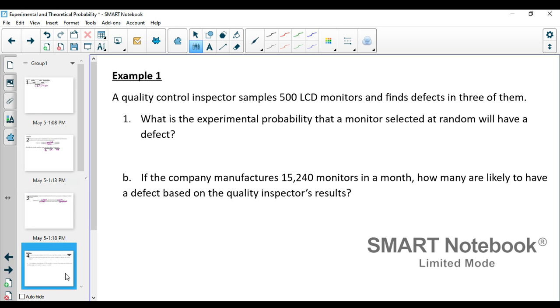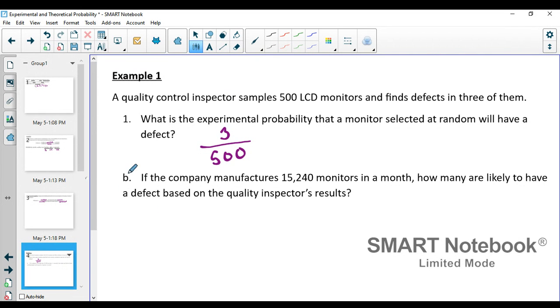So our first couple of examples. A quality control inspector samples 500 LCD monitors and finds defects in 3 of them. So what is the experimental probability that a monitor selected at random will have a defect? Okay, so there are 500 total samples, so that's our denominator, and 3 of them had defects. So the experimental probability is 3 out of 500. You can figure out that percent if you want. I'm not going to.